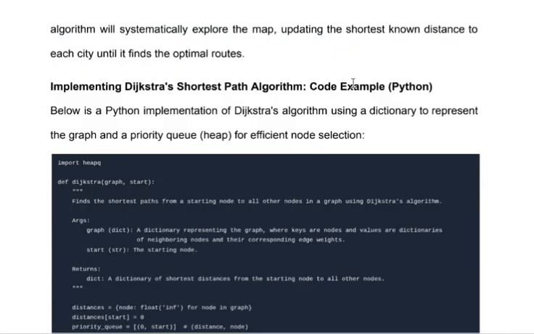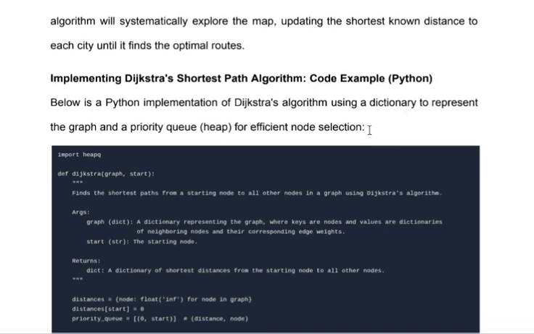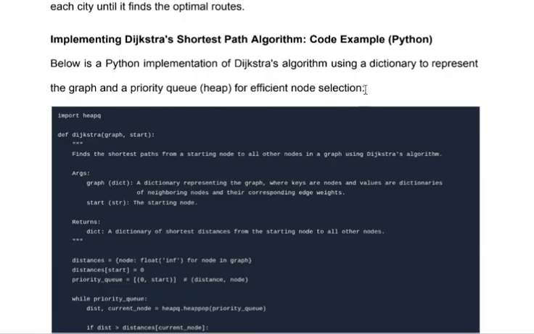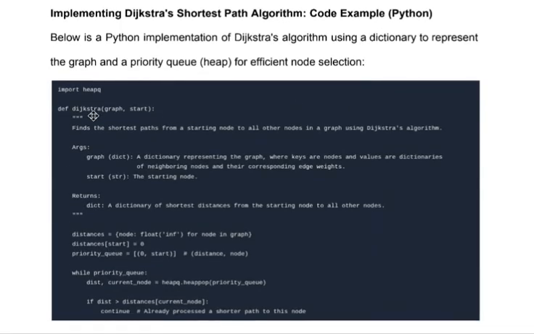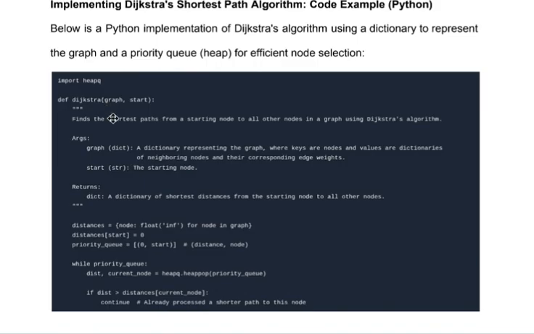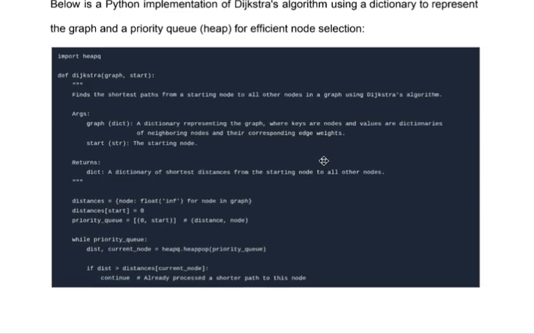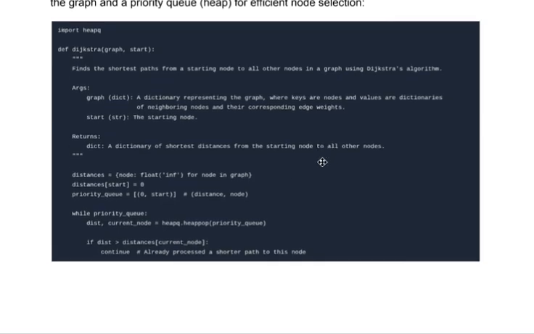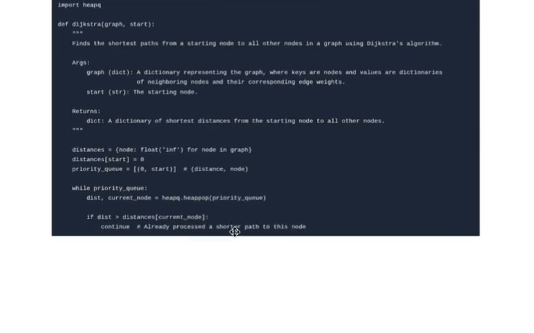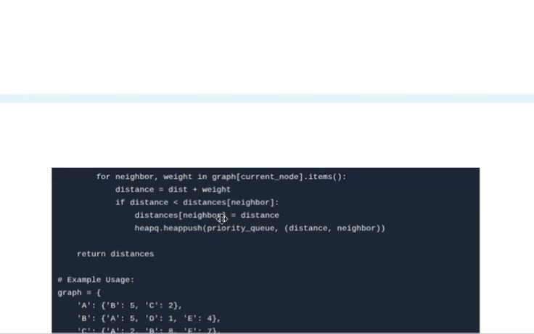Implementing Dijkstra's shortest path algorithm, code example. Below is a Python implementation of Dijkstra's algorithm using a dictionary to represent the graph and a priority queue for efficient node selection. So, the Dijkstra function takes the graph and the starting node as input. The distances dictionary stores the shortest distance from the start node to each node, initialized to infinity for all nodes except the start node. The priority queue is a min heap that stores nodes to visit, prioritized by their distance from the start node. The while loop continues as long as there are nodes in the priority queue.